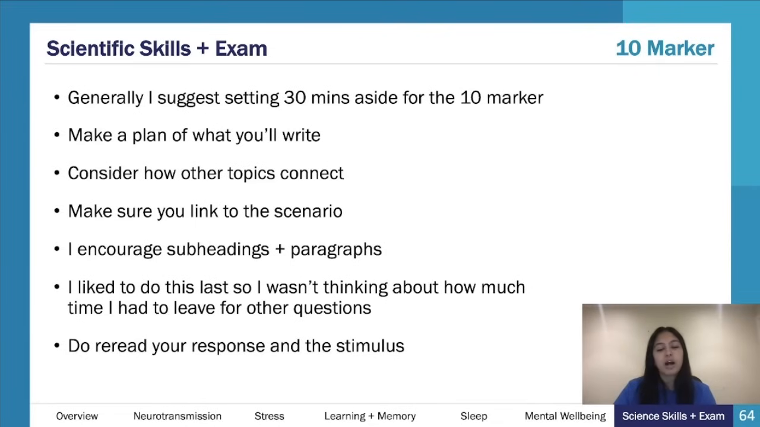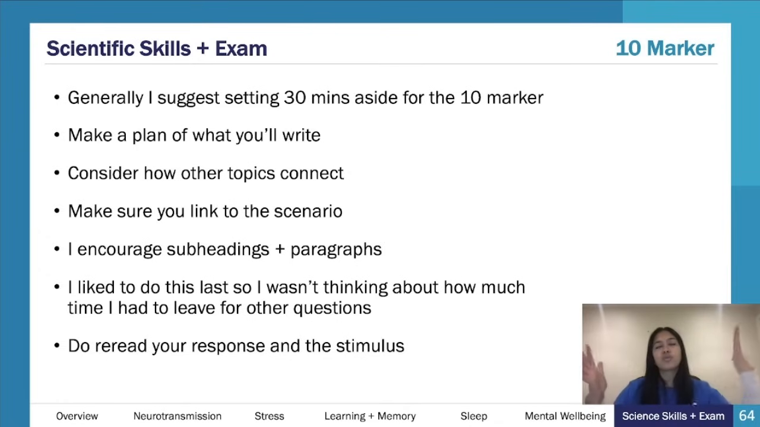In terms of the 10 marker, I set about 30 minutes for it. Please, if there's one thing you do, make a plan and also use subheadings. This is something that Vika has said in terms of paragraphing. I personally paragraphed. I don't think I wrote subheadings, but subheadings can make things clearer. So either paragraph and or use subheadings, but let there be flow. Let there be logical progression through your 10 marker.